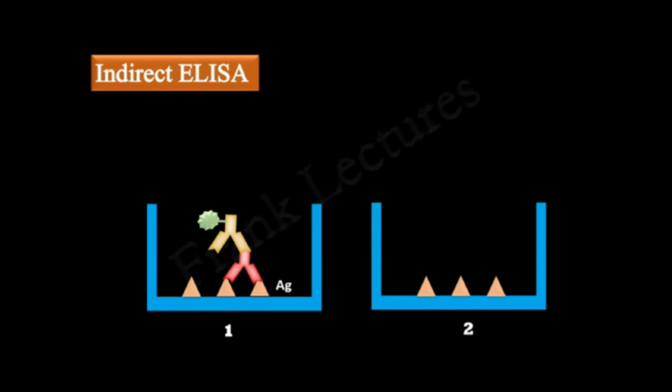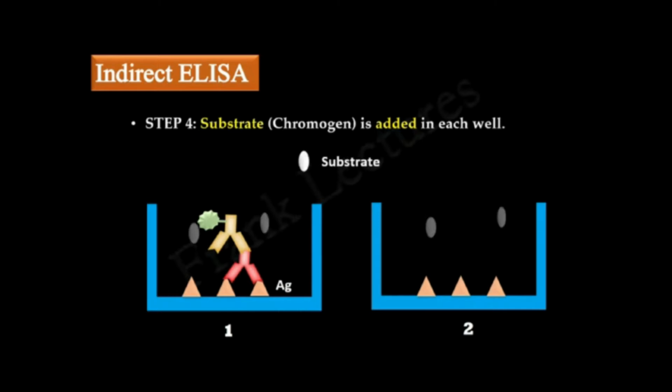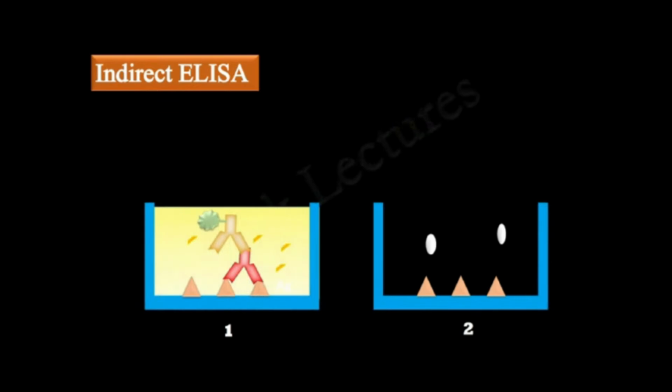In the final step, substrate specific to the enzyme in the secondary antibody is added in both wells. In the first well with secondary antibody, the enzyme acts on the substrate to elicit a chromogenic or fluorescent signal. This is a positive test. While in the second well, there is no enzyme-linked antibody, hence no color development. This gives a negative test.